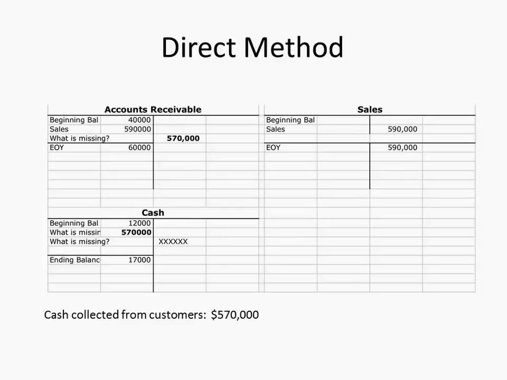If accounts receivable had gone down, what would you have assumed? You have to add it, right? If beginning accounts receivable was 60 and ending was 40, then it would be 590 plus another 20.